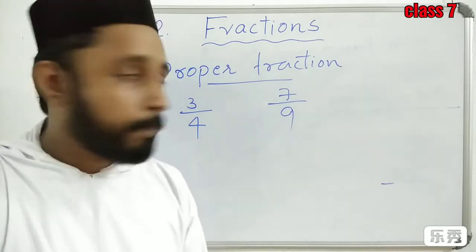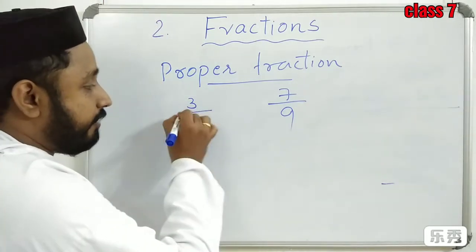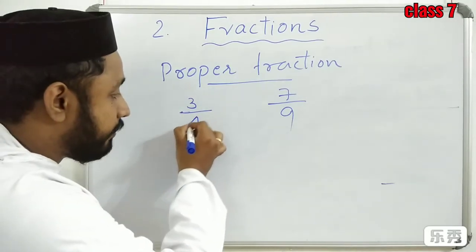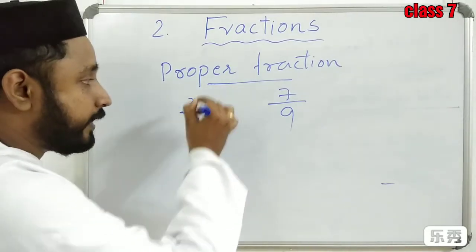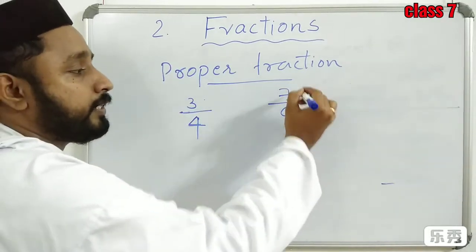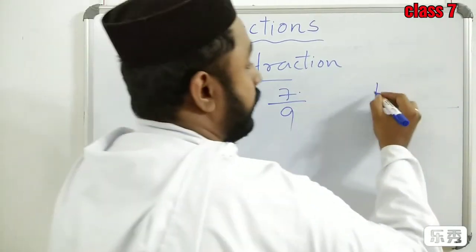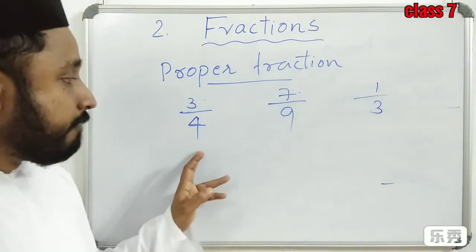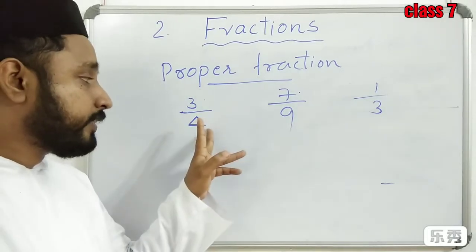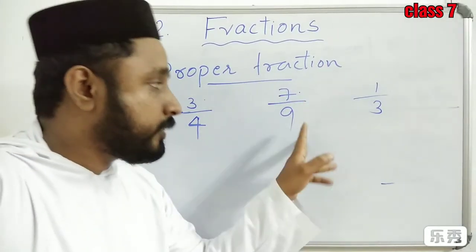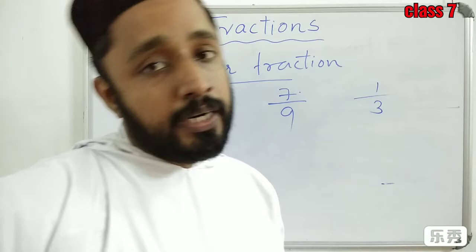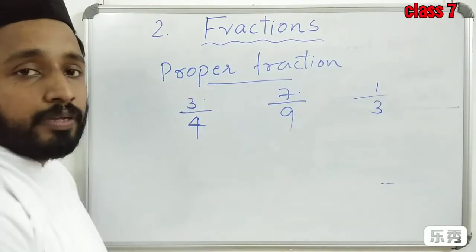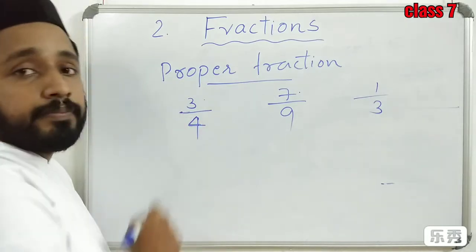What do you mean by a proper fraction? In a fraction, the number written on top is called the numerator and the one below is the denominator, so numerator divided by denominator. In 7 by 9, 7 is the numerator and 9 is the denominator. In 3 by 4, 3 is the numerator and 4 is the denominator. Look here, 3 and 4. Which is bigger? 4 is bigger.